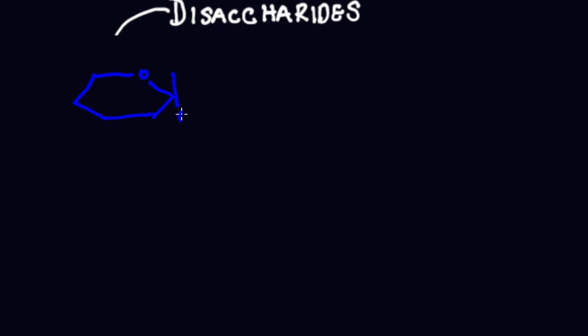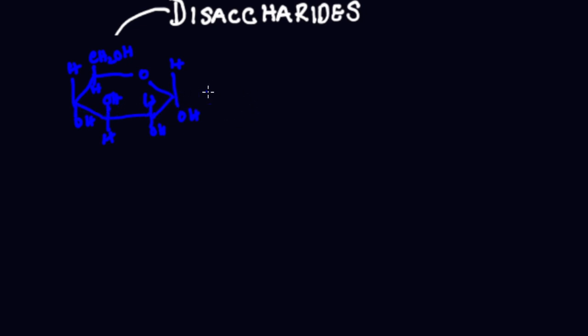So here we are having OH, right? We are having H here. We are having another OH here. We are having hydrogen here. We are having OH here, right? Then we are having H here, right? We are going to have OH here. This is going to be CH2OH, right? This one is H, right? So this is 1, 2, 3, 4, 5, 6, complete.